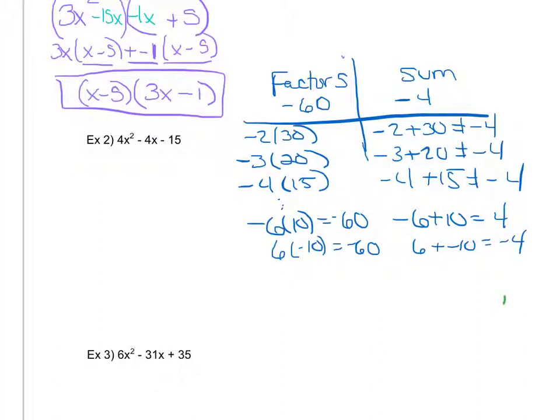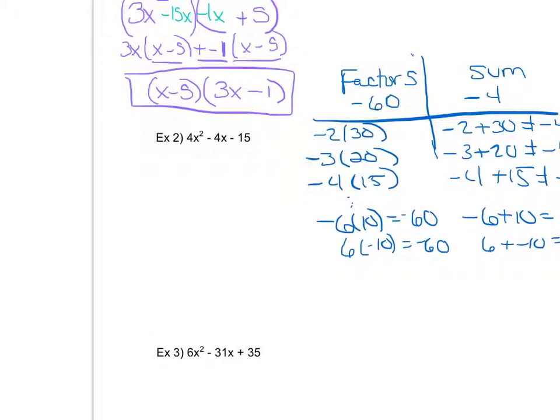So now that I found that, remember that's not going to be my answer. I'm going to use that to leave my first term alone, leave my last term alone, and use what I just found to break up my middle term. So my middle term now becomes plus 6x minus 10x. Now I'll do factor by grouping, and I'll group my first two and my last two. I'll put a plus sign in the middle.